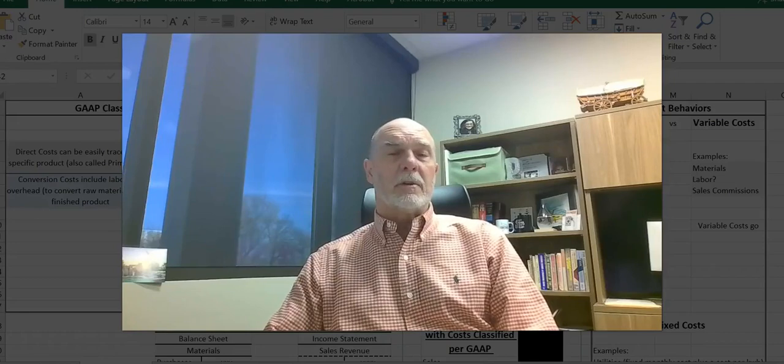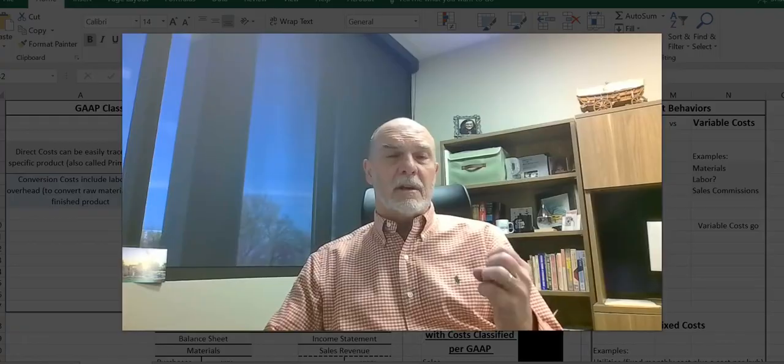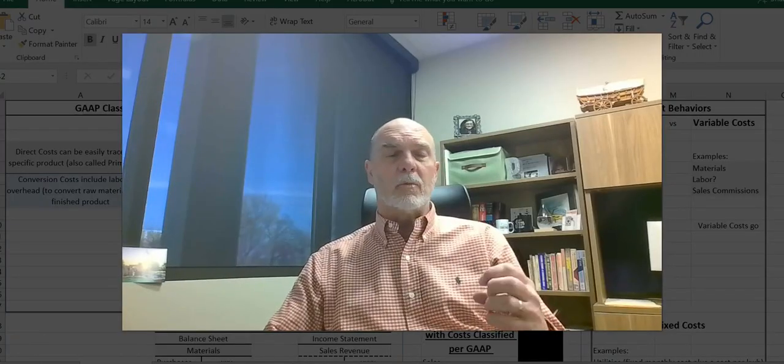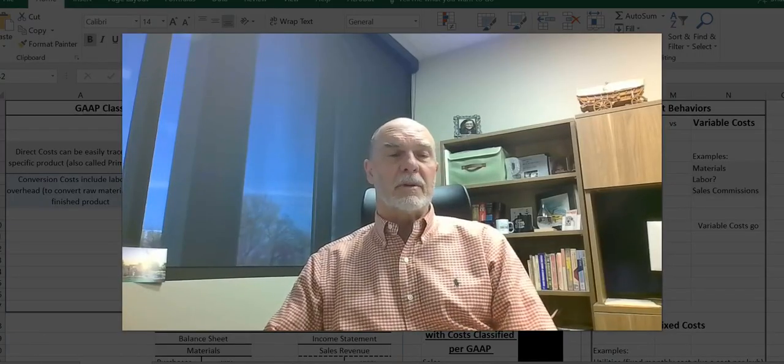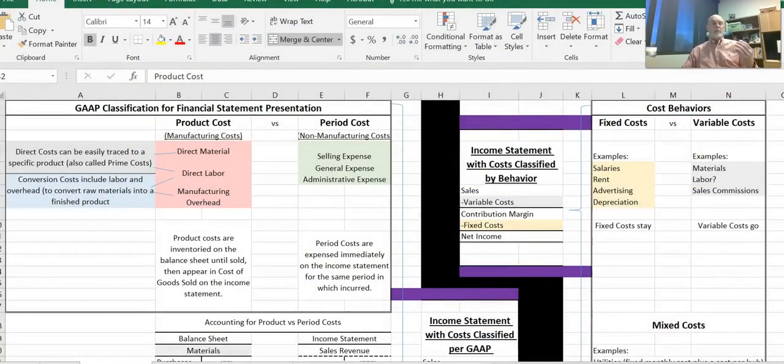We're going to focus on the cost of operations and try to get a handle on understanding what it takes to run our business. And specifically, we're going to focus on the cost associated with manufacturing a product. On the left side of your screen, I have a comparison of product cost versus period cost.